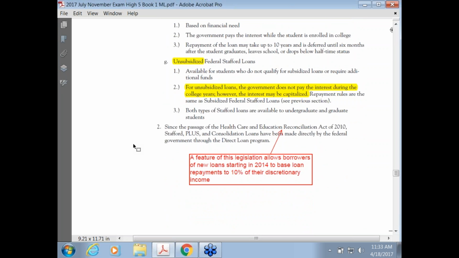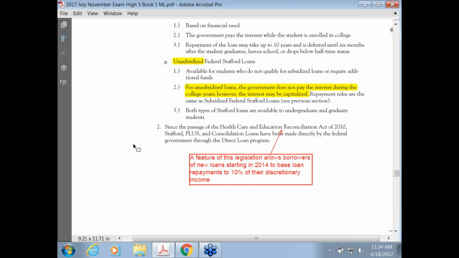Now, I did hear, I don't have deep confirmation of this, but it got my attention. A student was certain that they had a question that was tied into the Healthcare and Education Reconciliation Act of 2010. And it was the simple point that for new loans starting after 2014, loan repayments can be limited to 10% of discretionary income. That's something I would just write down. I haven't heard that from a lot of folks yet, though, so it's hard for me to confirm.